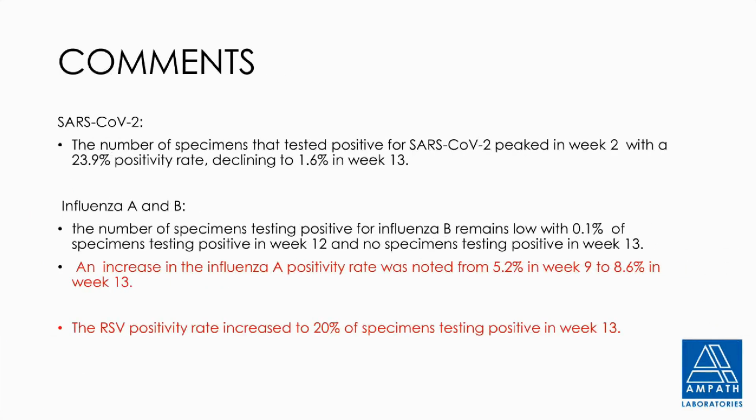Just comments on this: looking specifically at influenza A and B, the number of specimens testing positive for influenza B remained low, but we found an increase in your A positivity rate from 5.2% in week 9 to 8.6% in week 13. So as we spoke, as the flu season came in, we saw a rise in influenza cases, and your RSV positivity rate also, by week 13, was up to 20% of specimens positive.